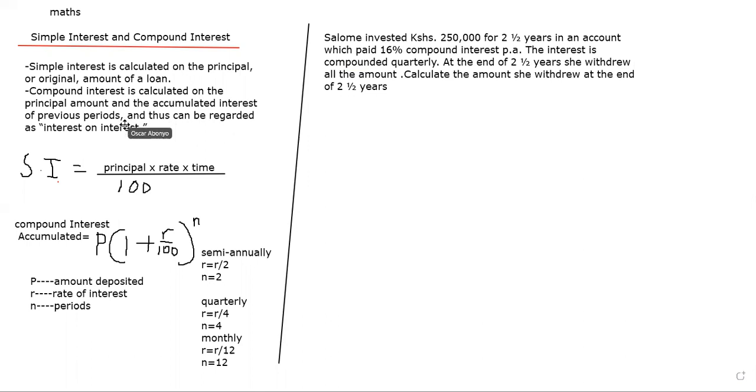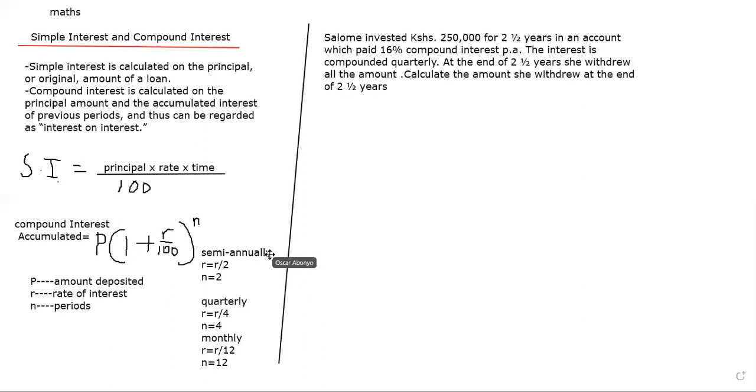works like this: after every year, when we are calculating the interest for the following year, we calculate the interest together with the amount we deposited earlier on. So the simple interest formula is always principal times rate times time divided by 100, while the compound interest formula says the accumulated amount, that is the amount of money after some given period of time, equals the principal amount, the amount deposited or borrowed, times (1 plus R over 100) to the power N, where R is the rate of interest and N is the period.